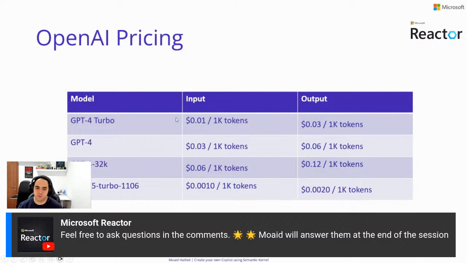GPT-4 Turbo is the new one. It's even a bit cheaper than the older GPT-4. And it's fast, but it's not as fast as GPT 3.5 Turbo. So this is really important to notice, because you will feel the delays, and the consumer of your application will also feel them.